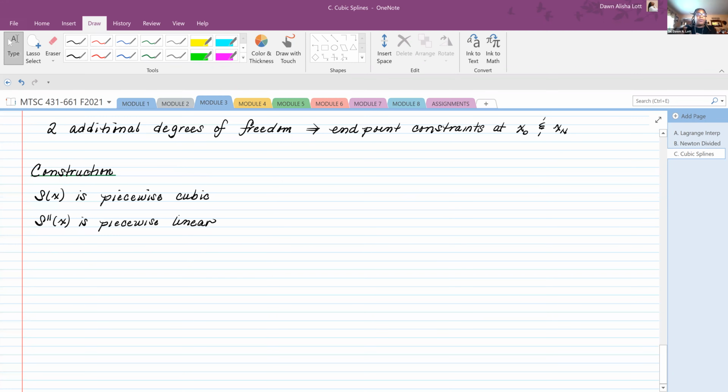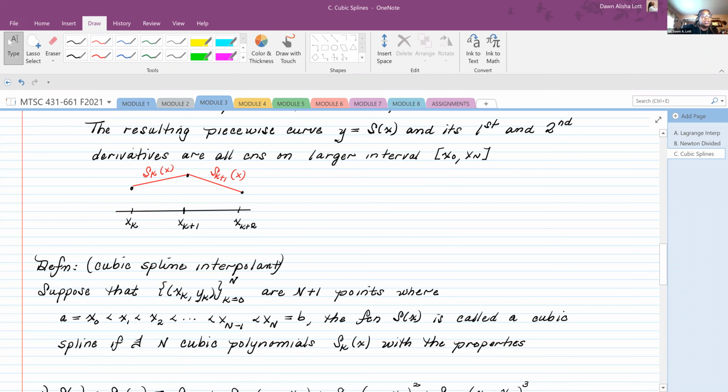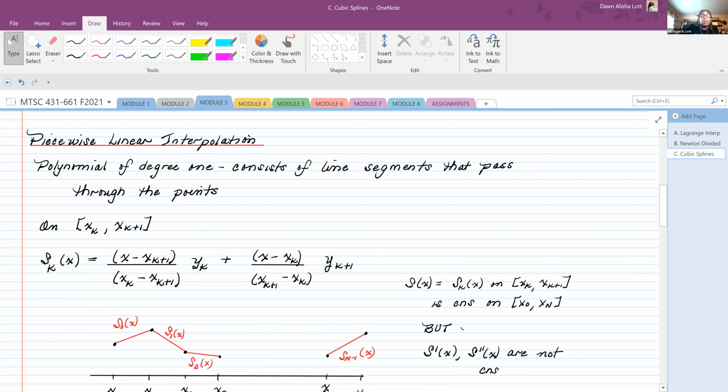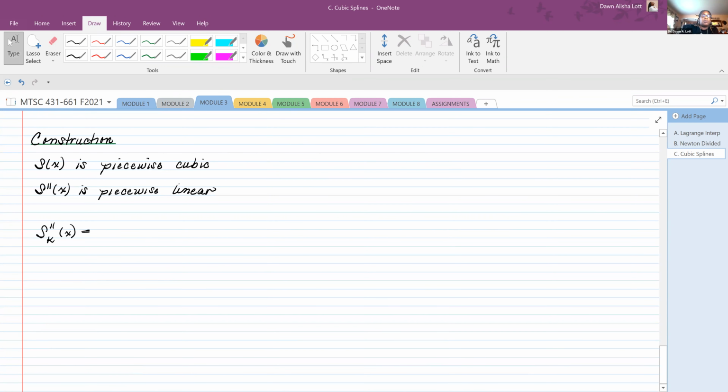Okay, so let's start from the bottom. We're going to start off with the second derivative being piecewise linear. So the second derivative, S_k''(x), has to look like the piecewise linear function that I originally had done for S itself. The difference is I'm now going to do this for the second derivative, because the function is cubic. So therefore, the second derivative is piecewise linear.